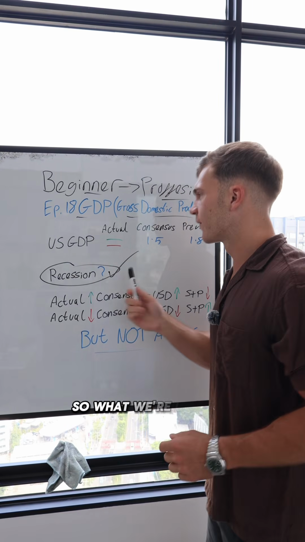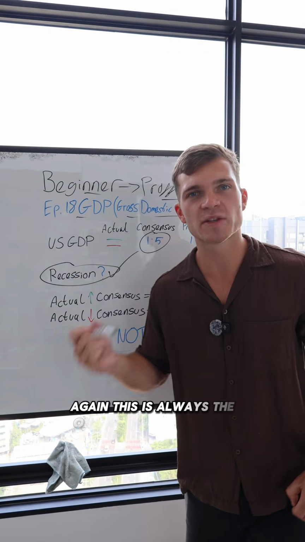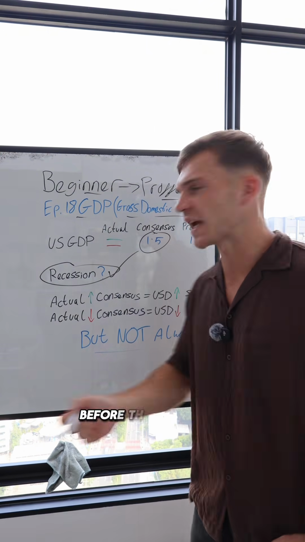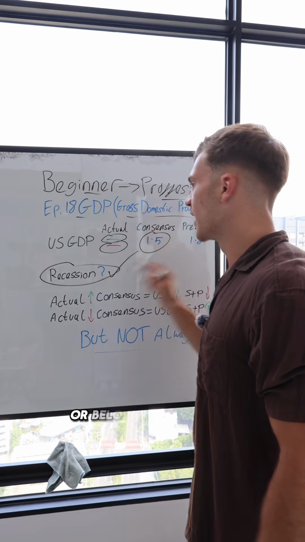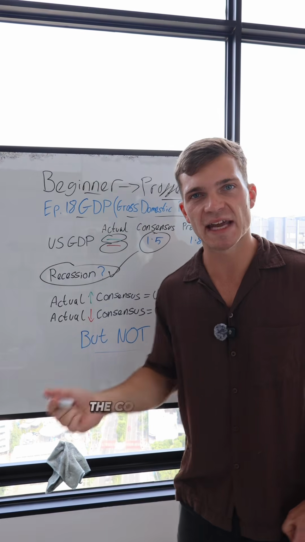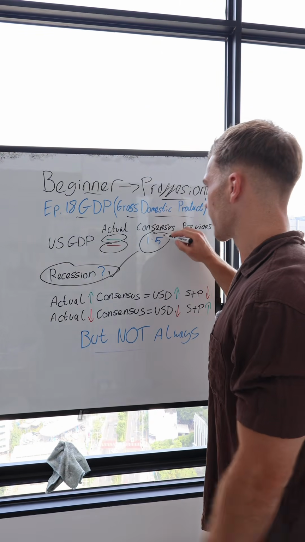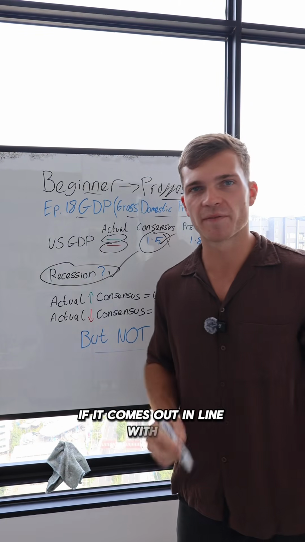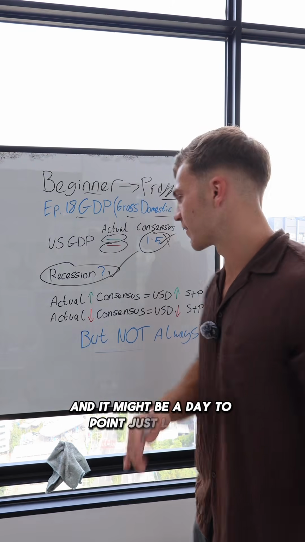So what we're looking for here is the consensus figure. Again, this is always the one that you need to be looking at before the data print. Then you're looking to see whether it comes out above or below the consensus. Remember, the consensus has already been priced into the markets, so we need a shock factor. If it comes out in line with 1.5, you're not going to see a big reaction, and it might be a data point just left behind.